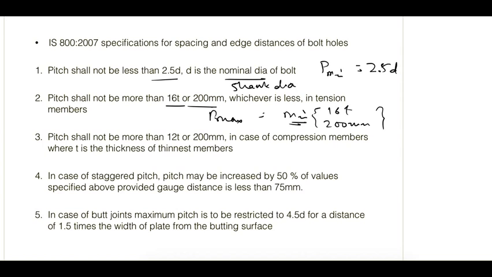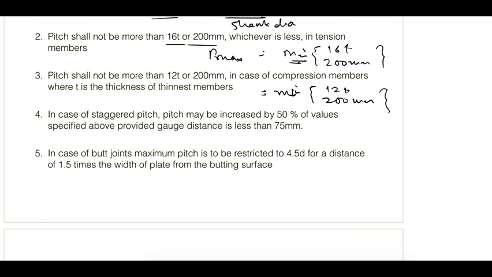And t here is the thickness of the thinnest member connected. And for the compression members, it says that maximum pitch can be 12t or 200 mm. And if instead of normal pitch we have given the staggered pitch, or we have used the zigzag fashion of bolting, then this staggered pitch we can increase by 50% of the value specified above, given that gauge distance should be less than 75 mm.